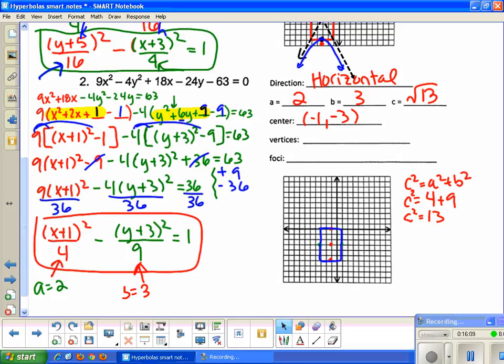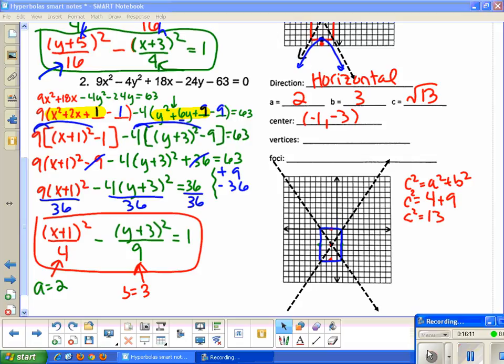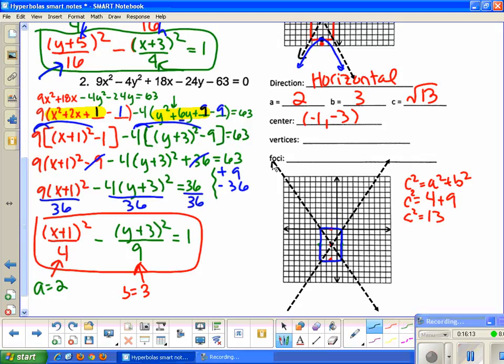And from there I can draw my asymptotes. So now I have my asymptotes on my graph. I just draw to the corners. And I can go ahead and start graphing what my hyperbola is going to look like. So I know that this is a vertex here and this is right here. So my graph is going to go this way and this way because it always follows your asymptotes. And then the next step would be to find your focal point.